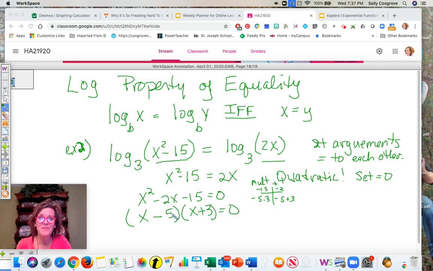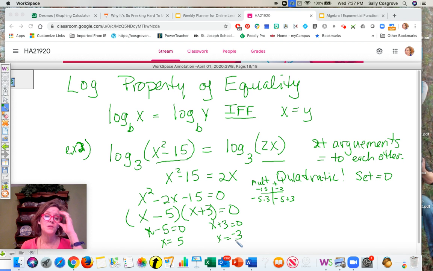The last step in factoring is to solve. You take each of these factors and, remember, set them equal to 0. We're using the zero product property. If x minus 5 equals 0, then x equals positive 5. If x plus 3 equals 0, then x equals negative 3. All right, so we have two answers.